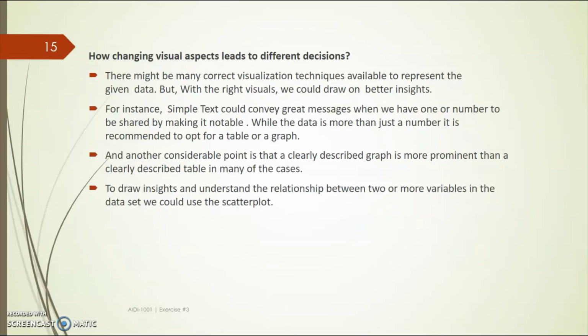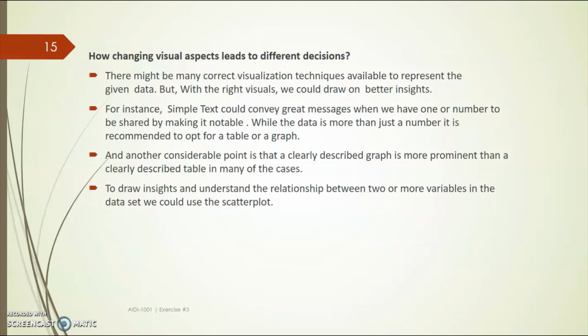Hi, I'm Neha Joseph, and I'll be covering two questions. The first one is how changing visual aspects lead to different decisions. For a dataset to be visualized, we could consider a lot of available visualization techniques and also use feasible visualization tools. But the right visuals will lead us to better insight. For example, to understand the value or to talk about the numbers better, when we have one or two numbers, we could use simple text.